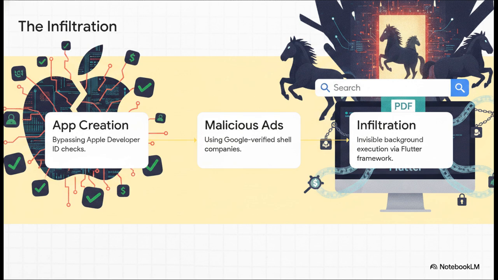Then, Step 2 relies on those malicious ads. But get this, they don't just buy ads. They use Google-verified shell companies, making the malware look incredibly legitimate in search results. Finally, Step 3, the infiltration. That downloaded tool, like our fake PDF reader, looks and acts completely normal to the user. But because it operates inside Google's legitimate Flutter software framework, FlutterShell can execute malicious commands completely invisibly right there in the background.